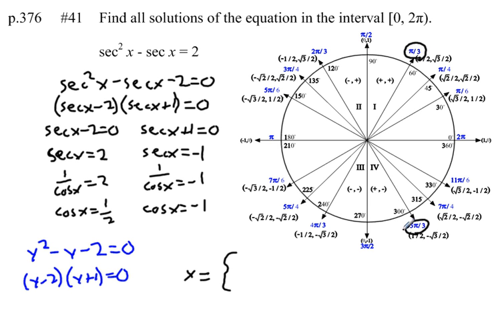Now let's look for x-coordinates equal to negative 1. Well, it's kind of hard to see, but I've got one right over here, and there's my third answer. So I've got three answers here: pi over 3, pi, and 5 pi over 3. Each of these three answers will make this original equation true.